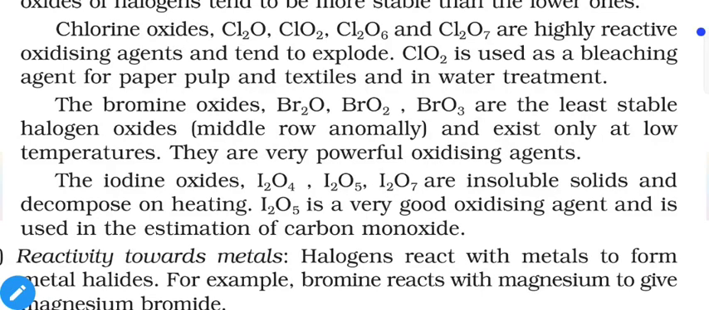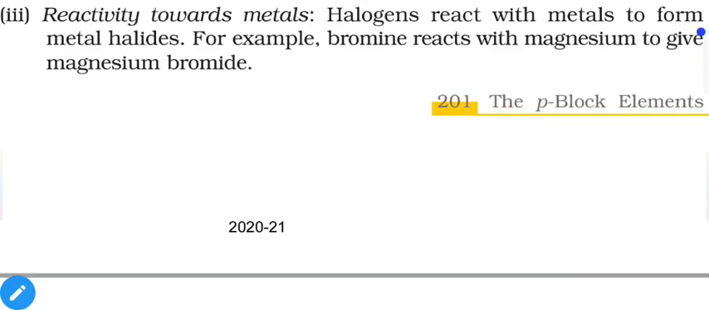The iodine oxides I2O4, I2O5 and I2O7 are insoluble solids and decompose on heating. I2O5 is a very good oxidizing agent and it is used in estimation of carbon monoxide. Next we have reactivity towards the metal. Halogen reacts with metal to form metal halide, for example bromine reacts with magnesium to give magnesium bromide.